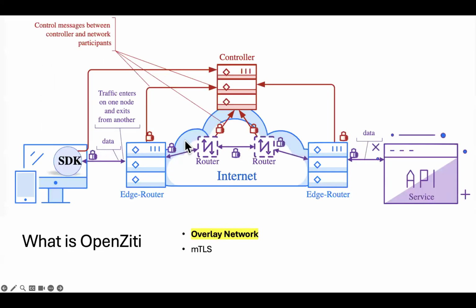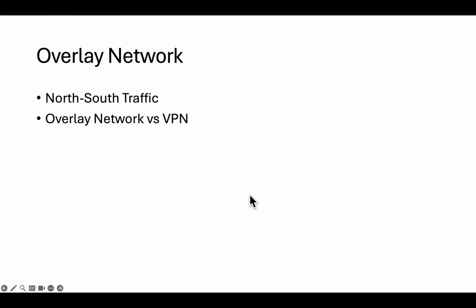So OpenZiti's official documentation gives this figure and lots of terminology. But in my own opinion, we just need to remember that OpenZiti is a tool that adds an overlay network to applications directly and automatically. Also, the transmission way usually is TLS, right? And OpenZiti uses mutual TLS. That's it. So what is an overlay network?